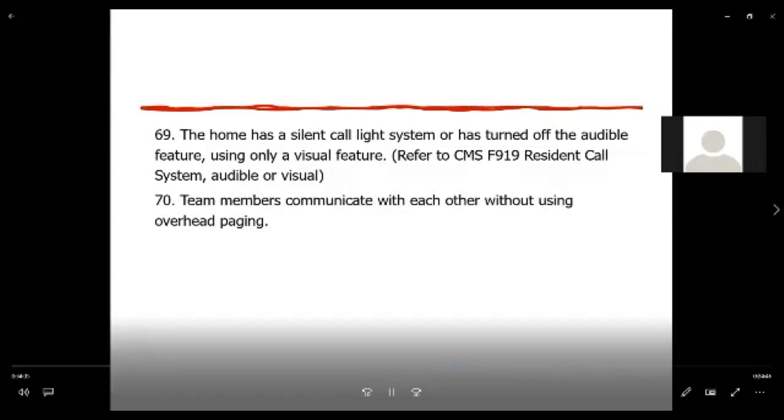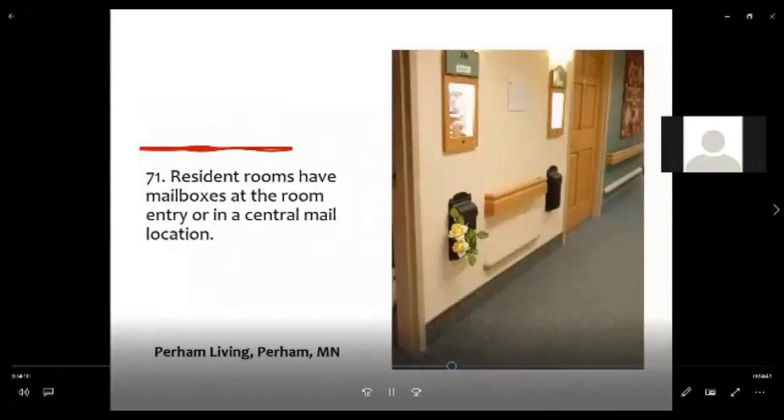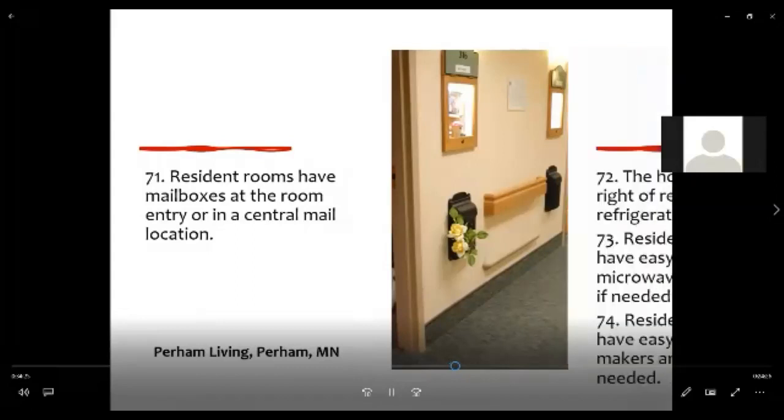We all know the different venues that can be used, right? And you just pick one that matches your team. Okay, now we're at 71, look at that. Resident rooms have mailboxes at the room entry, or you have a central mail location. So it's such a simple thing to add to your environment to create home.